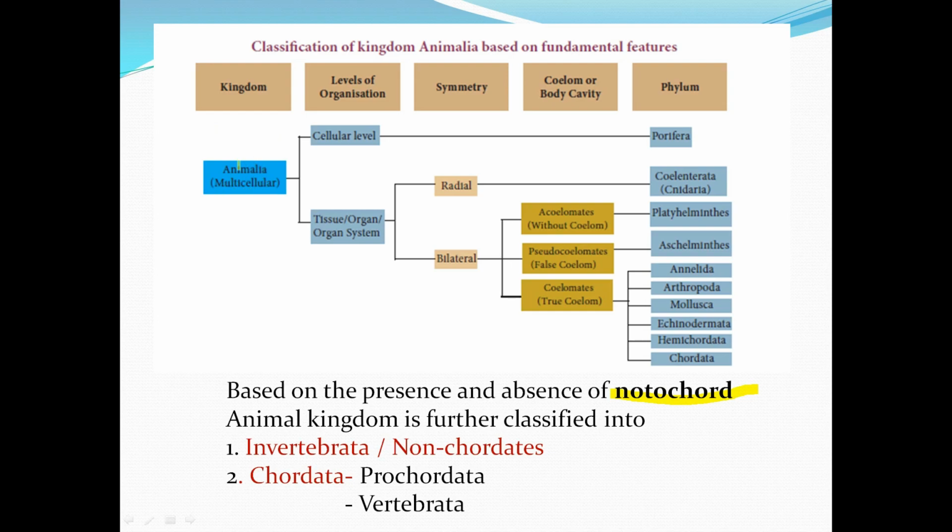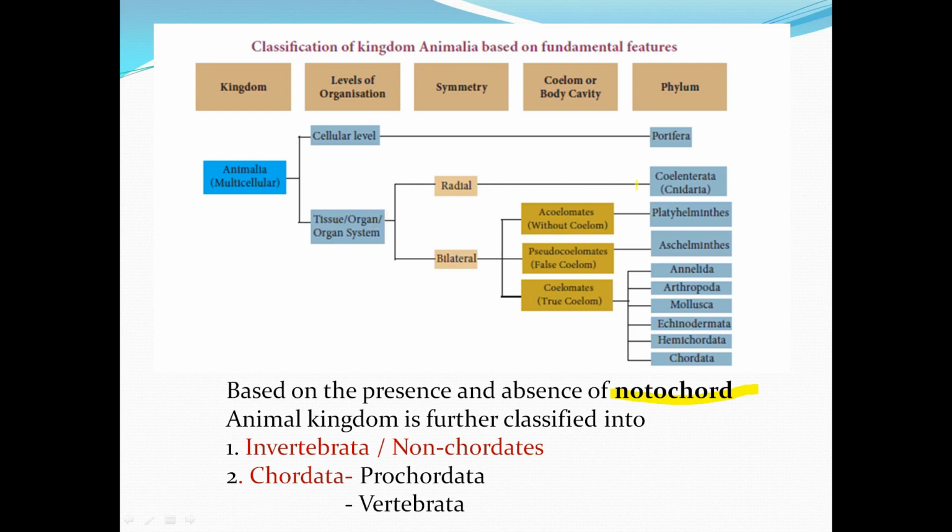So multicellular organisms are classified into cellular level and tissue organ system level of organization. At the cellular level there is only one phylum, that is Porifera, the first phylum. Then the tissue grade and organ system grade of organization can again be classified, based on the symmetry, as radial and bilateral symmetry. So radial is primitive and bilateral is higher.